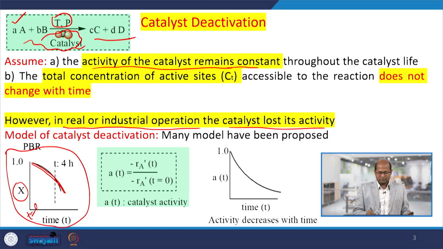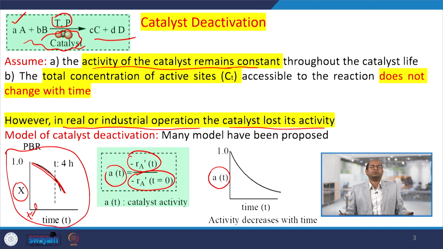Similarly, if we talk about activity, when the catalyst deactivates, initially we expect the catalyst to be highly active. Catalytic activity is expressed in terms of the rate at any time and the rate at the beginning, at t equals to 0, that is, the ratio of two rates. It is a dimensionless parameter. So, activity is the ratio of two rates: the rate at any time divided by the rate at the beginning.